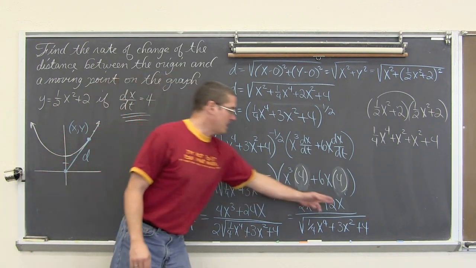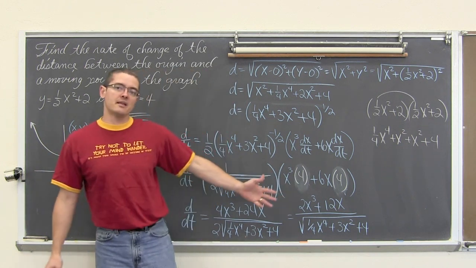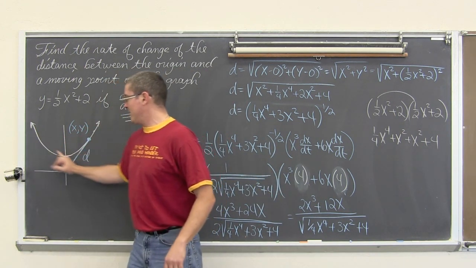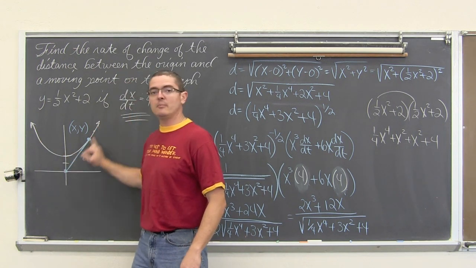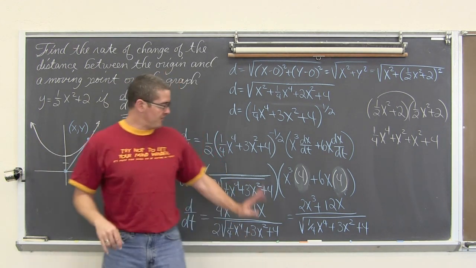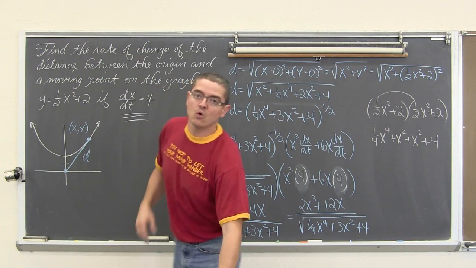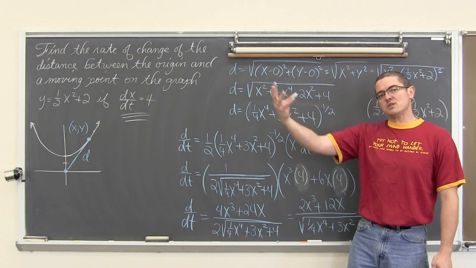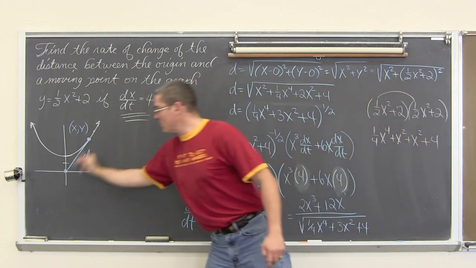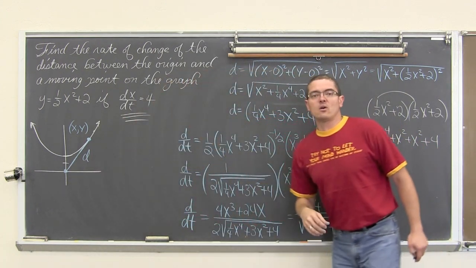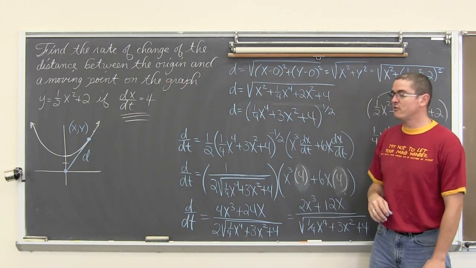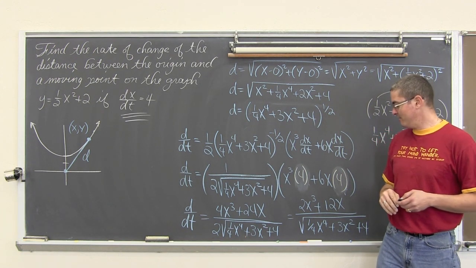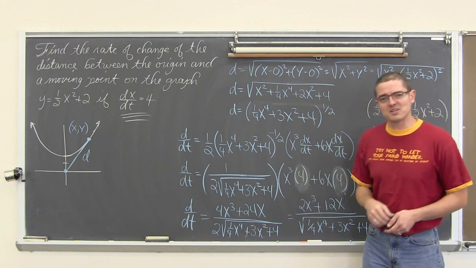Now, we can take any value of x we like and plug it into that expression. So we can pick any point along the curve we like, and this formula will tell us what the rate of change is, how quickly that point is approaching the origin with that horizontal speed being 4 units per whatever measurement of time you're using in the problem. So, let's get to the next one.